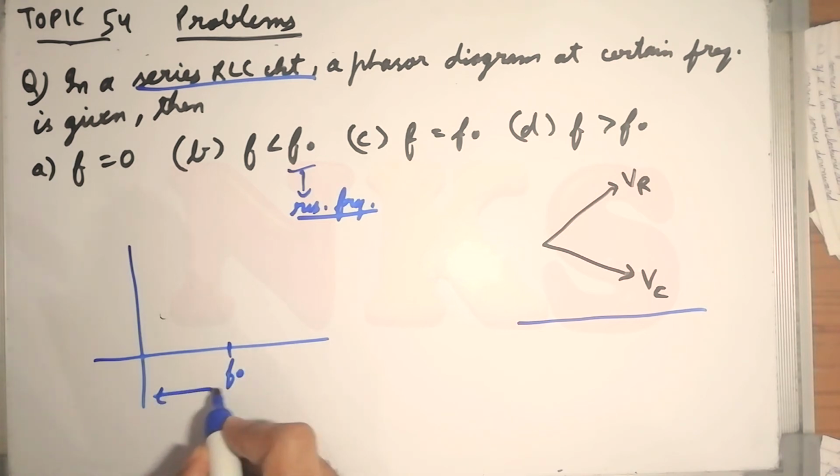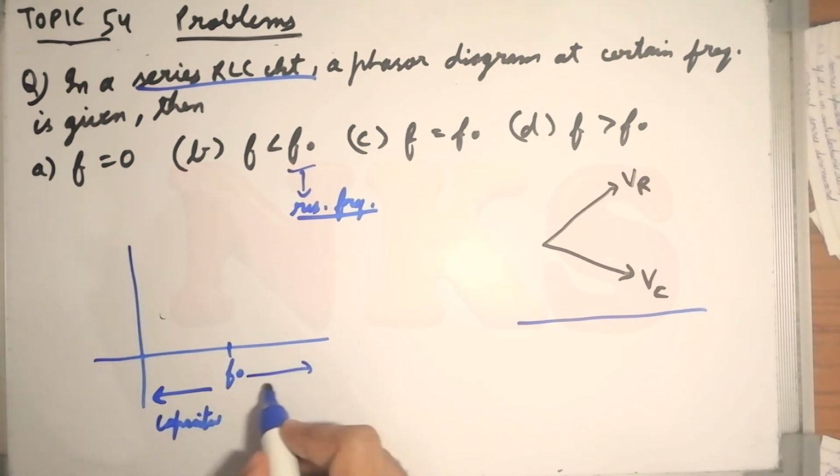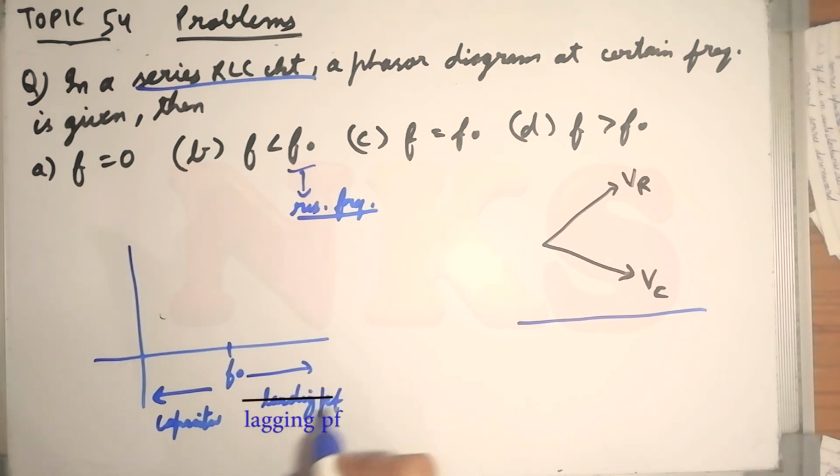On this side, if the frequency is less than f0, then the circuit behaves like what? Capacitive nature, that is the leading power factor. And if the frequency is greater than f0, then it behaves like a lagging power factor. So you can watch that video again if you don't remember. That is the logic.